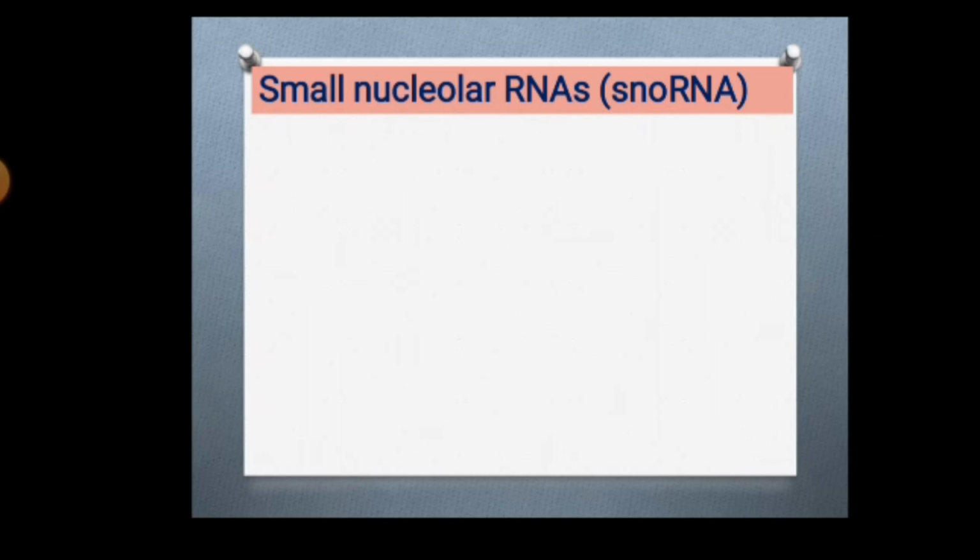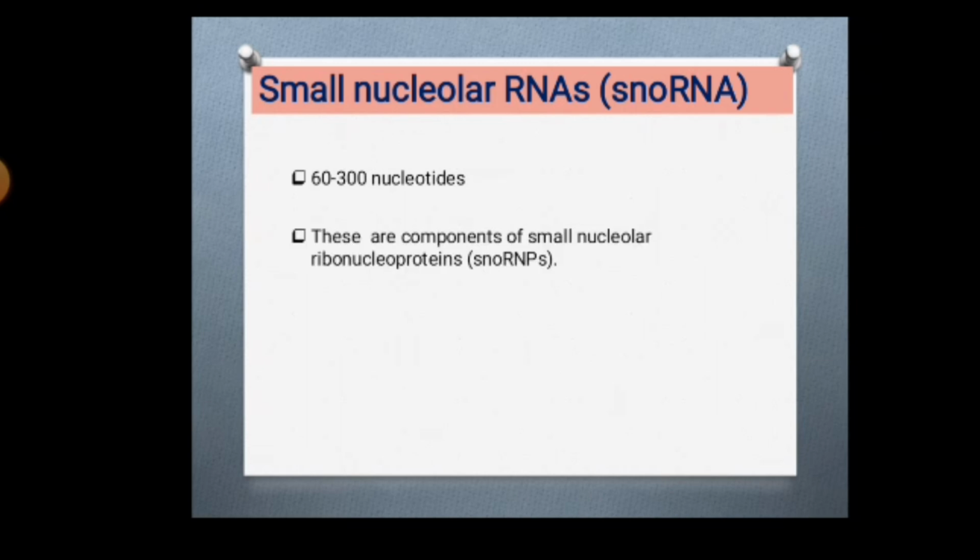Function of small nucleolar RNAs, that is snoRNA. It contains 60 to 300 nucleotides. These are components of small nucleolar ribonucleoproteins. These complexes are responsible for sequence-specific nucleotide modification.